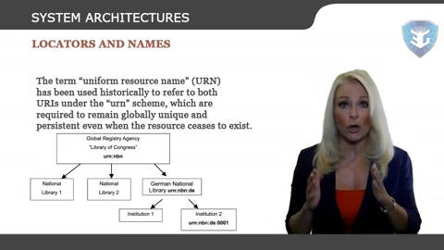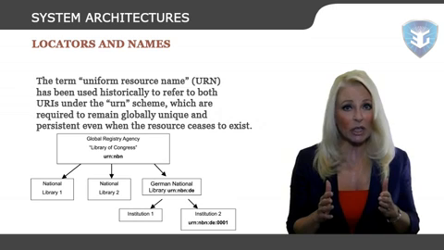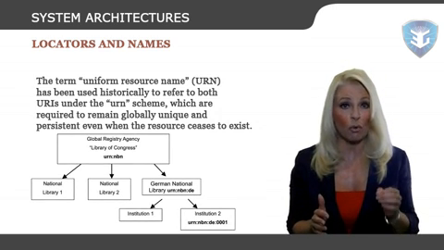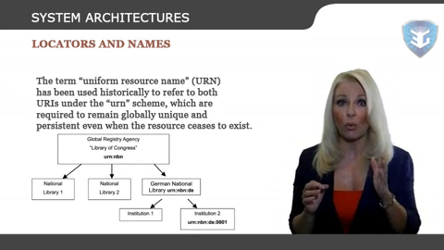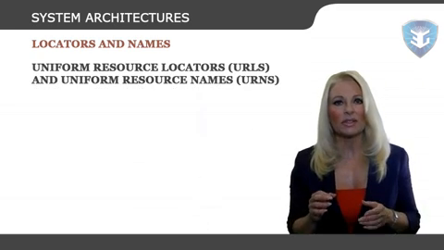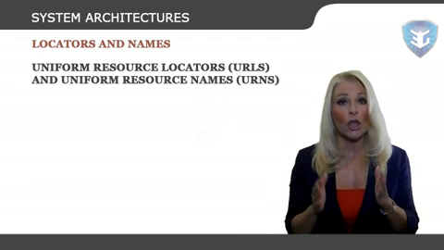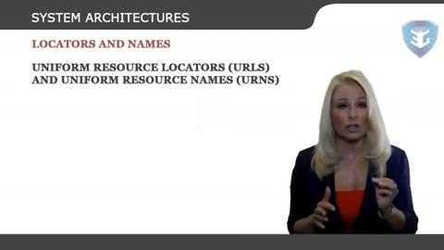URIs under the URN scheme, which are required to remain globally unique and persistent even when the resource ceases to exist or becomes unavailable, and to any other URI with the properties of a name. Let's now take a look at Uniform Resource Locators, URLs, and Uniform Resource Names, URNs.